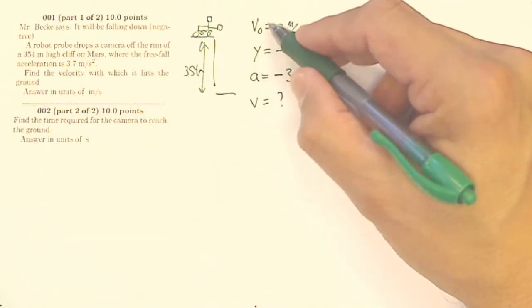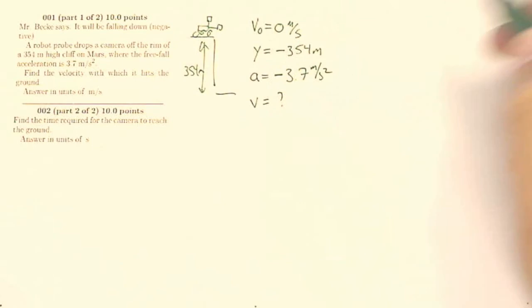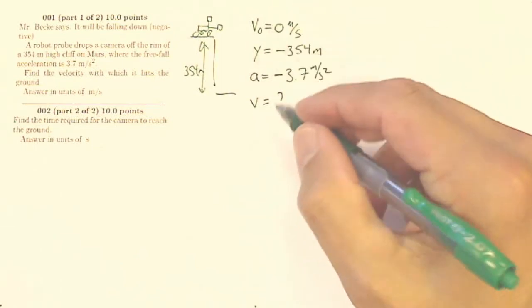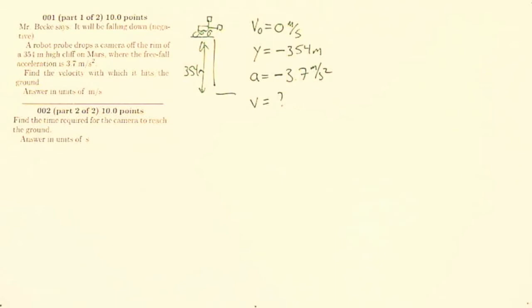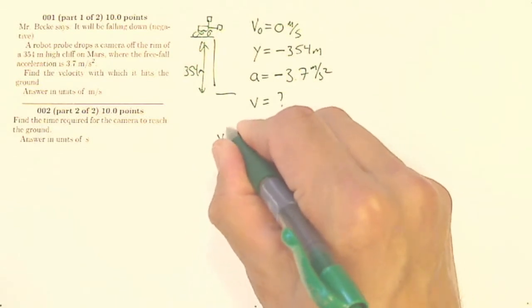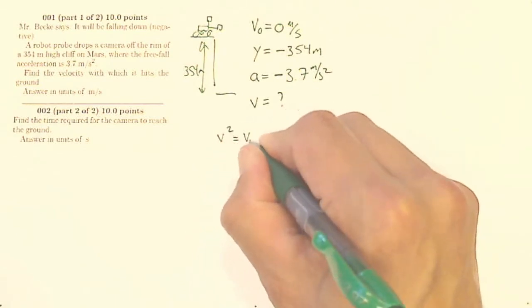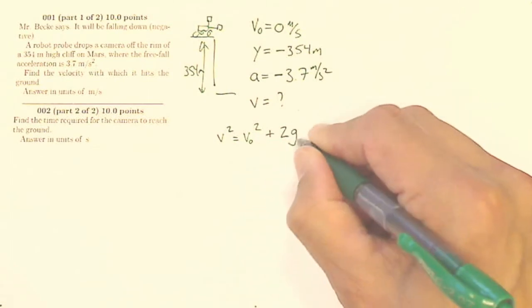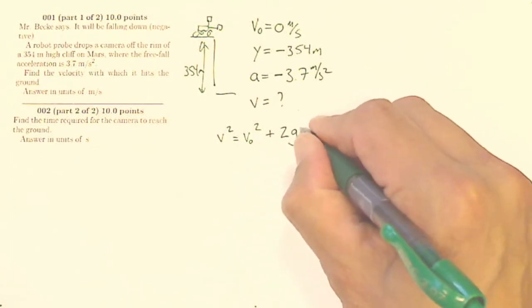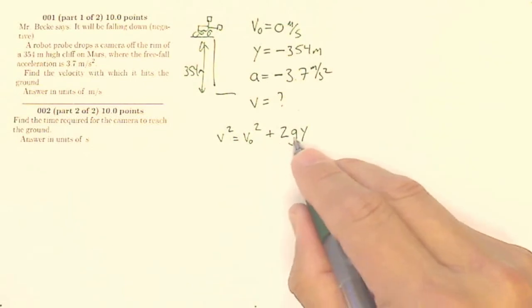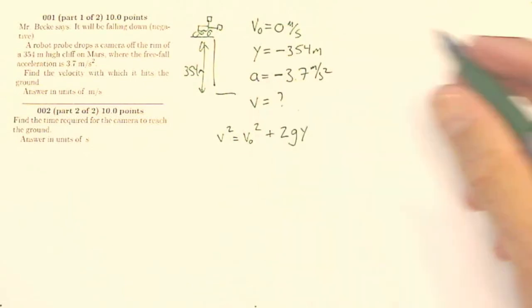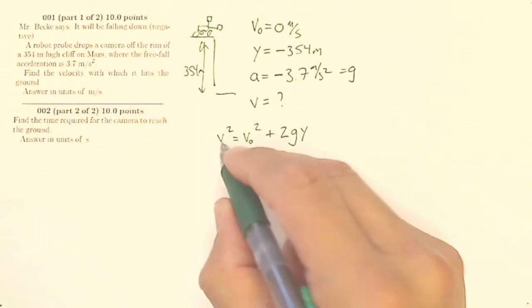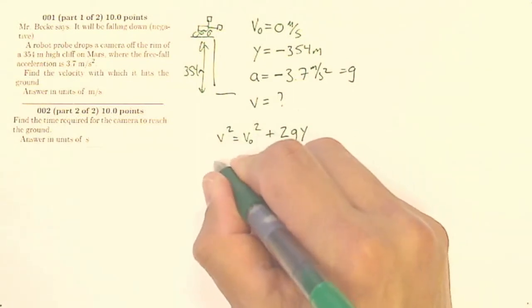So I've got a final velocity, I have a displacement, I have an acceleration, this was my initial velocity. Do I have an equation that relates those four? I sure do. My final velocity squared equals my initial velocity squared plus twice my gravitational acceleration times my displacement. You could have 2ax, but I'm using 2gy. So this acceleration is going to be g for Mars. So my final velocity squared is what I'm looking for.